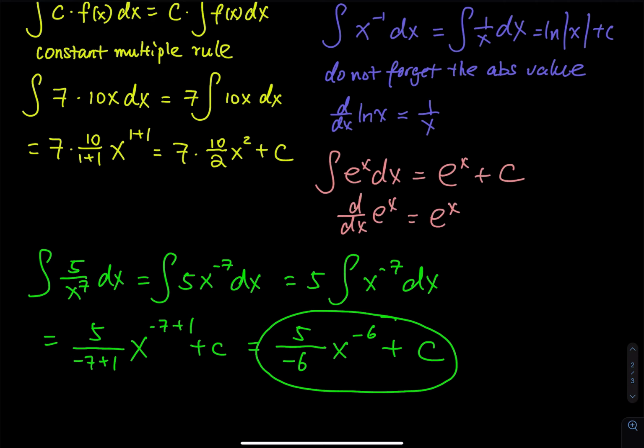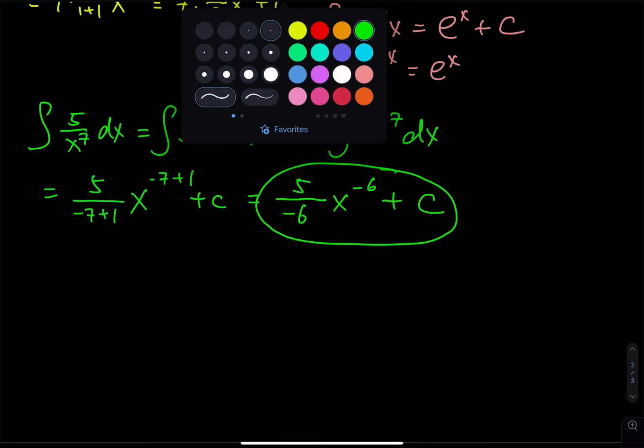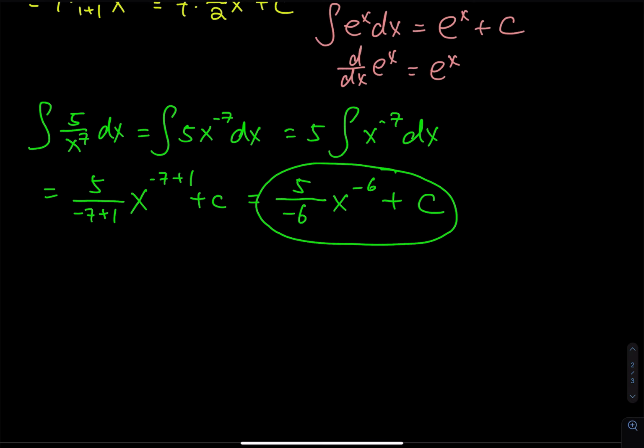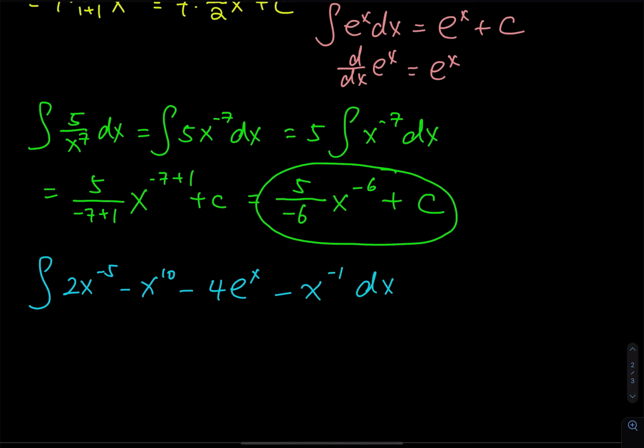So that's how you check your answer. And then the next problem, let's switch to a different color. So how about this? Let's do a tough one. The integral of 2x to the negative 5 minus x to the 10 minus 4e to the x minus x to the negative 1 dx. So that is a pretty comprehensive example.